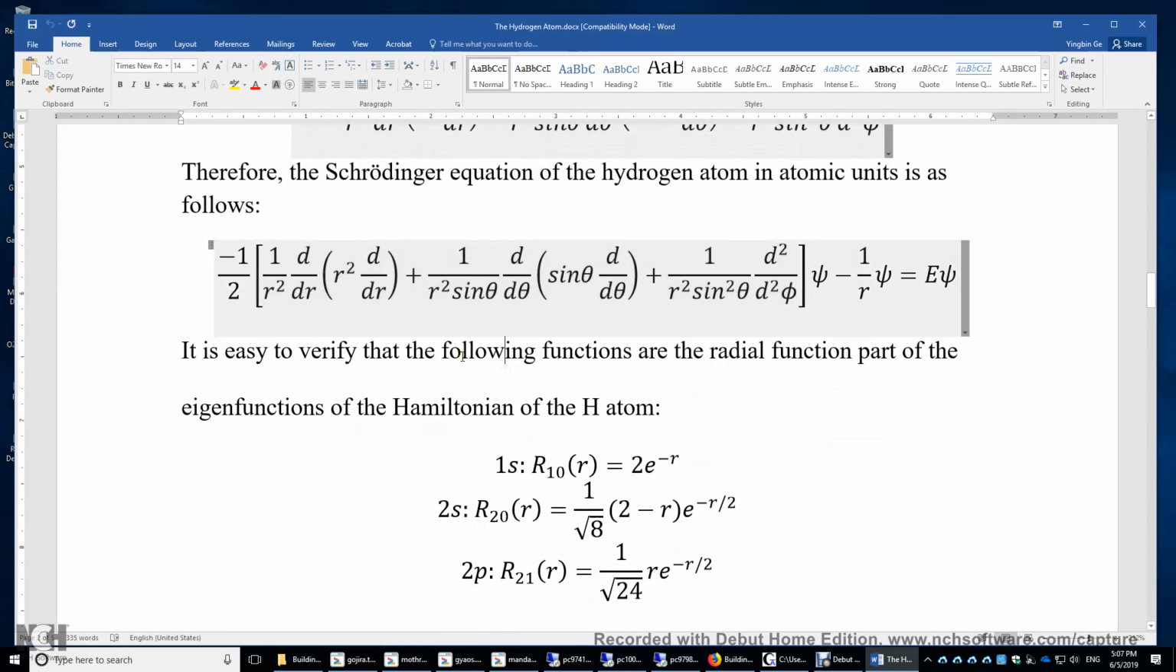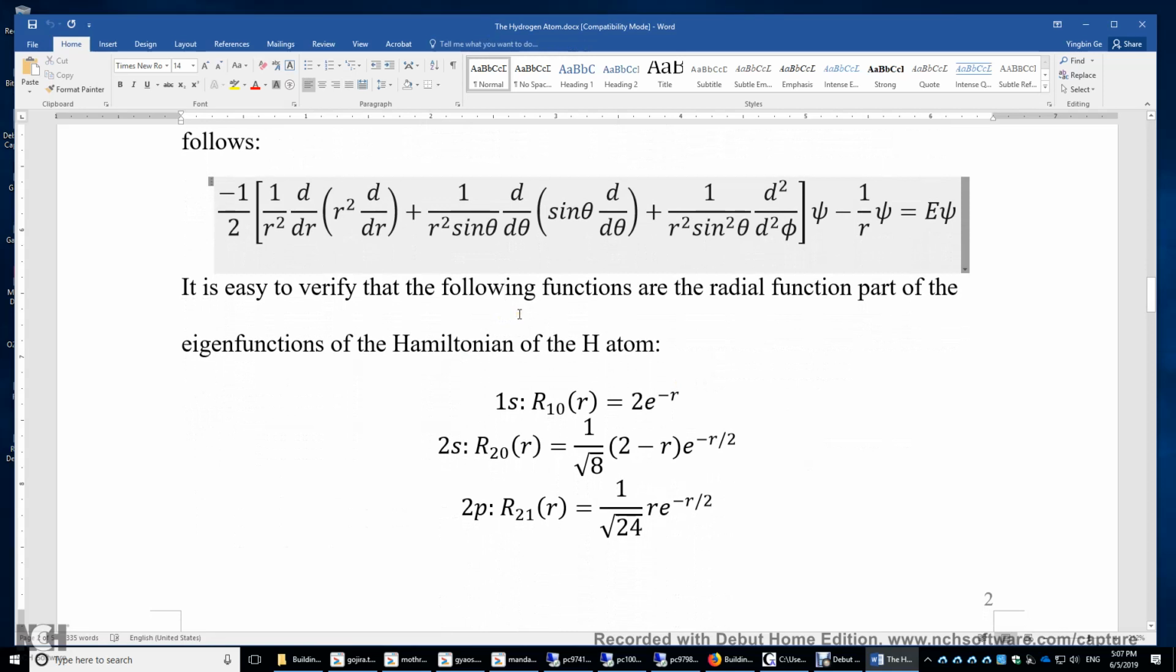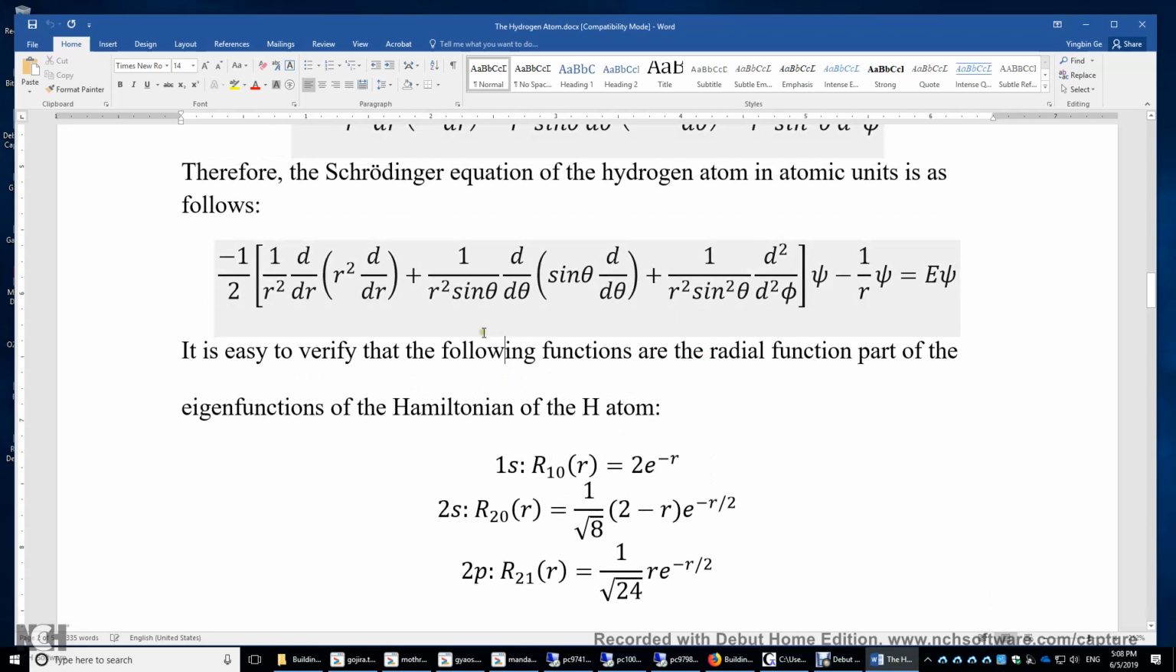It's very easy to verify the following functions as the radial function part of the eigenfunction of the Hamiltonian. So if we look at this, there's r, there's theta, and there's phi. So the solution of this Schrodinger equation can be expressed as a product of a radial function of r and an angular function of theta and phi. So the radial function of r can be this.